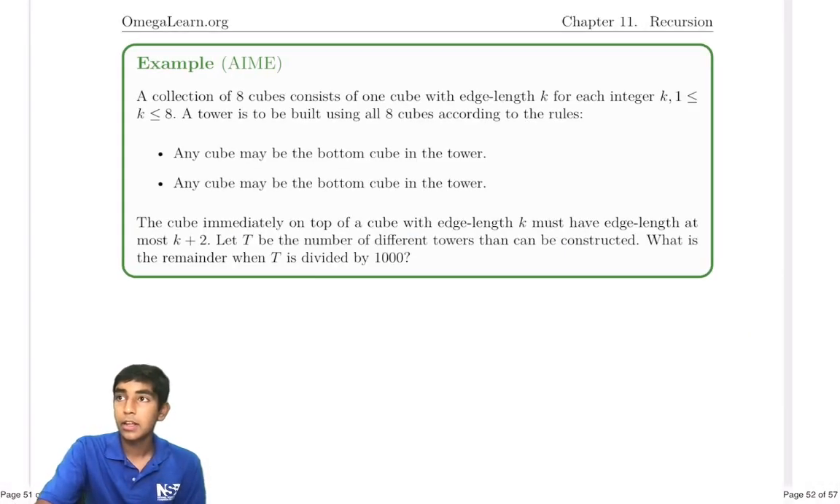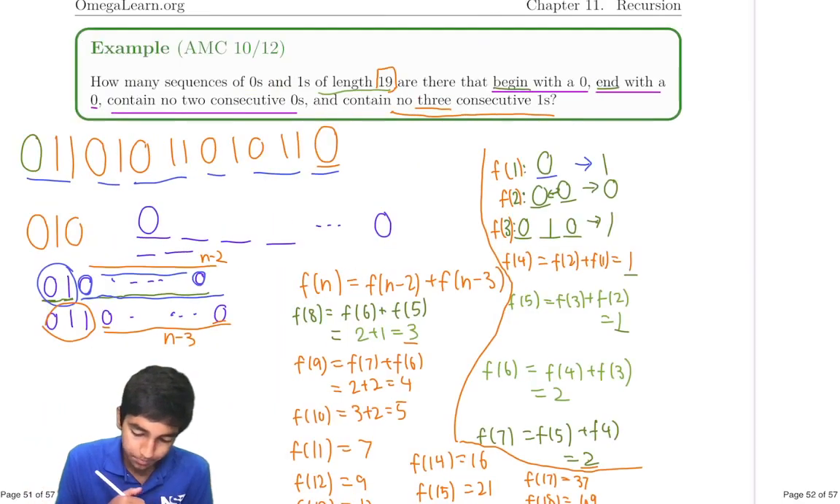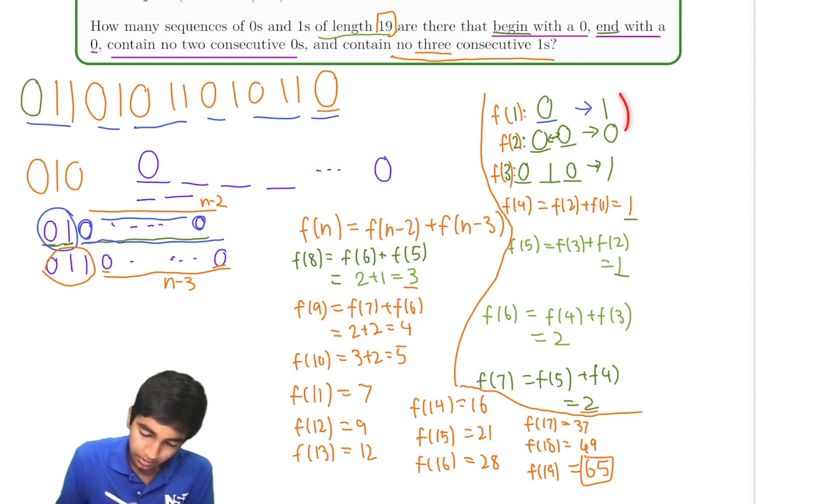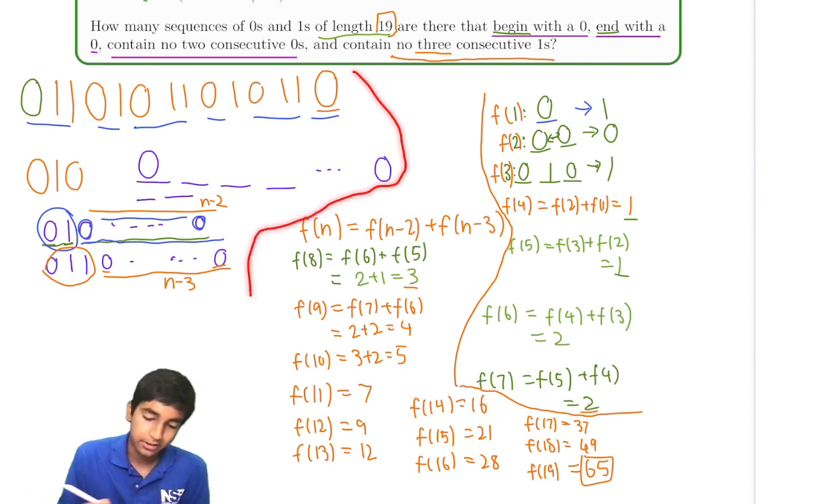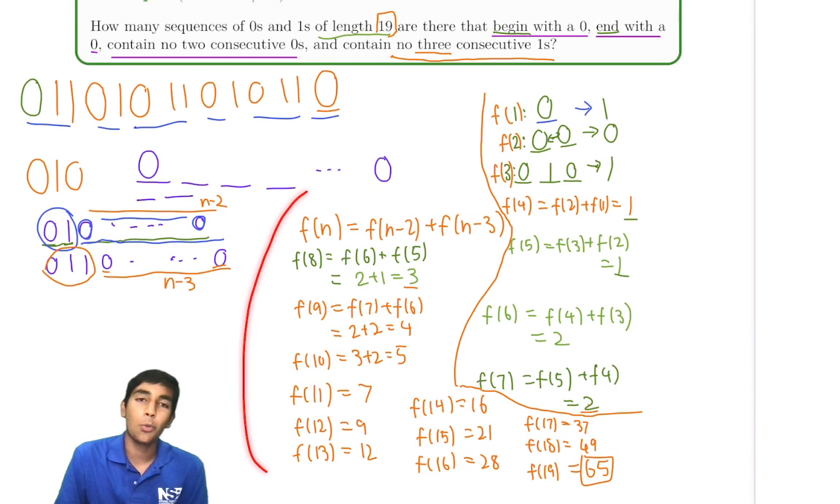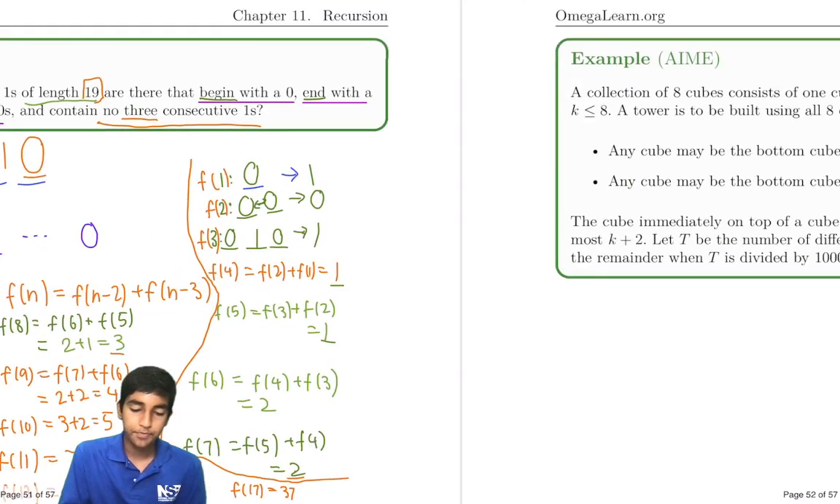Okay. Next up, we have a problem from Amy. Before, let's just quickly recap this problem. Basically, what we did is we found the base cases first, then we wrote a recursive equation using the cases, and then we just iteratively calculated all the values till 19. I know this seems a little bit tedious at the end, but it would have been a lot worse if we had just done casework. The recursion saved us, and now we're moving on to another problem.